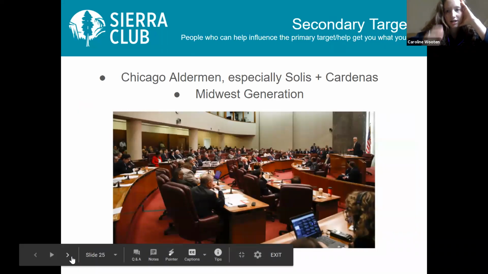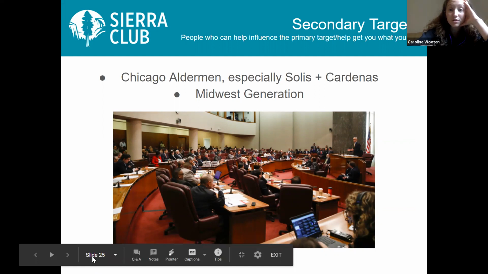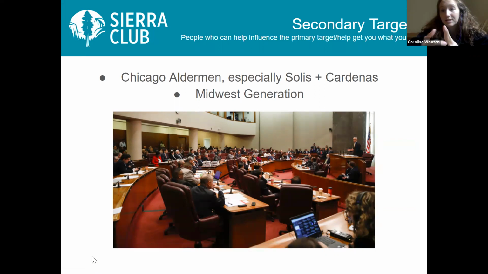And then secondary targets. These are targets that can influence your primary target. So aldermen were targets, especially Solis and Cardenas, who were the aldermen for where these coal plants were located. A lot of times aldermen and the mayor don't want to really comment on an issue that is not in their ward, where the alderman in that ward isn't taking action. So it was important to get those aldermen on, but also hard because they had really close relationships with the corporation that owned these coal plants.